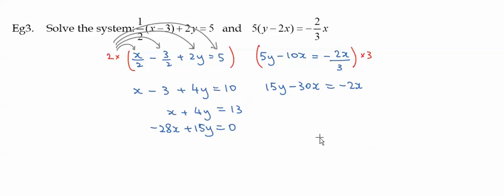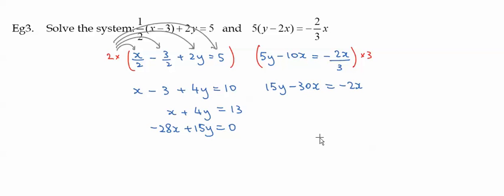This is how we match the terms in columns. Starting with the x, then the y, then the constant on the other side. I can now eliminate one of the variables. Which one do you want to eliminate?